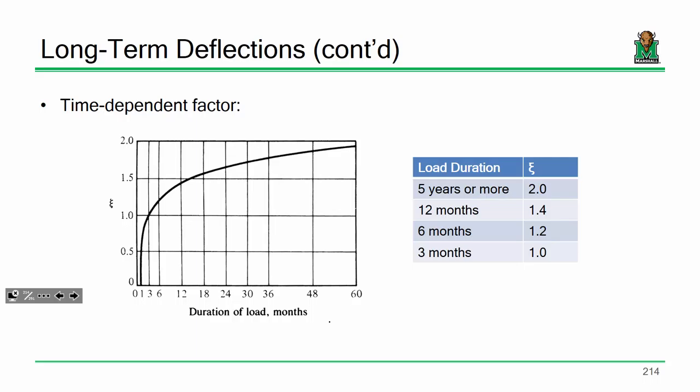Because keep in mind, this time-dependent factor is an empirical curve. It comes from testing and analytics. What I'm saying is that curve basically asymptotes at 2, is all I'm saying. Sound good?